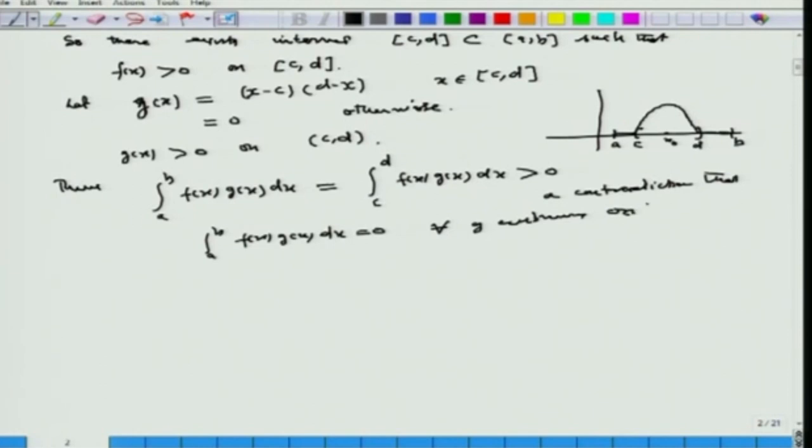on a to b. Clearly, g is continuous here, but the integral a to b f x g x d x is strictly positive, it is not 0. So, there cannot be such a case. Therefore, hence f x must be identically 0.